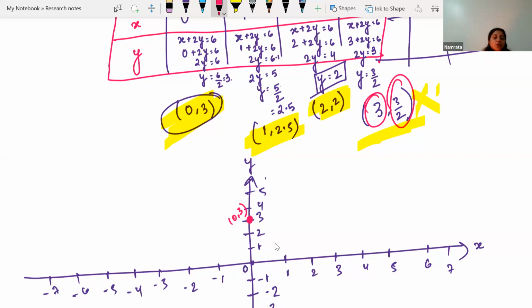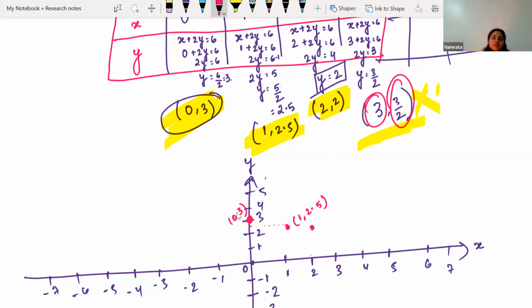Next one is 1 comma 2.5. So x is 1 and y is 2.5. So maybe between 2 and 3 there is 2.5. This is the point where x is 1 and y is 2.5. If you have graph paper, then easily you will be able to locate the point 2.5 between 2 and 3. Now the next point is 2 comma 2. So x is 2 and y is also 2. So maybe here we have the point.